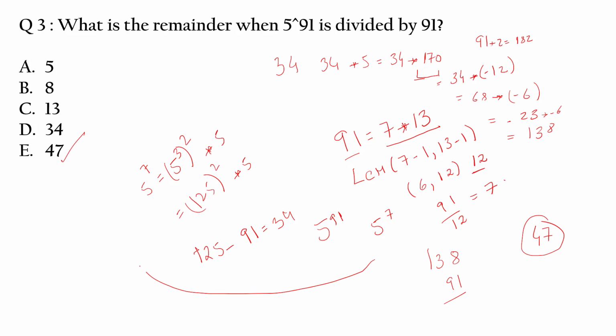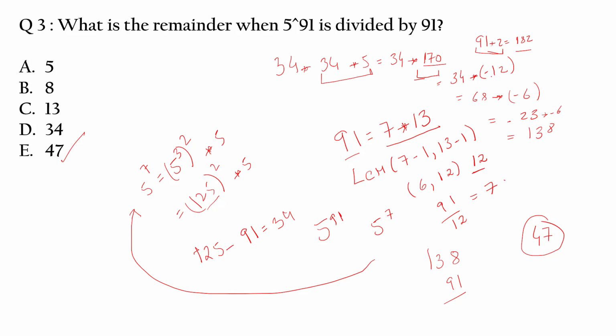Then we proceeded to break down 5 power 7. So 5 power 7 is equal to 5 cube whole squared into 5, since 7 is 3 into 2 plus 1. Now 5 cube is equal to 125. When you divide 125 by 91, you get 34. So 125 squared is essentially 34 into 34 into 5, which is 34 into 170. We multiply these two so that we can bring it to the next closest multiple of 91, which is 182. So here 170, if you divide by 91, the remainder is minus 12, right?